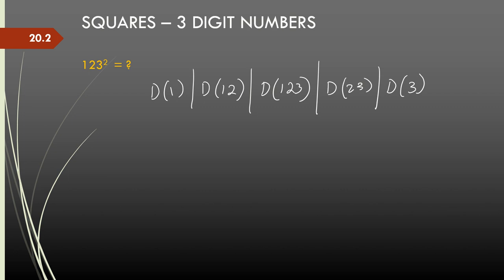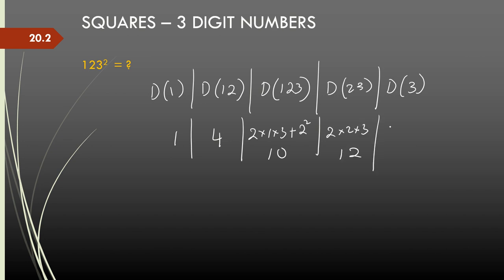It starts from the left and goes to the right, or you can start from the right and go to the left. So duplex of 1 is 1 square, which is 1. Duplex of 1 2 is 2 into 1 into 2, that is 4. Duplex of 1 2 3 is 2 into 1 into 3 plus 2 square, which is 6 plus 4, 10. Duplex of 2 3 will be 2 into 2 into 3, which is 12, and duplex of 3 is 3 square.